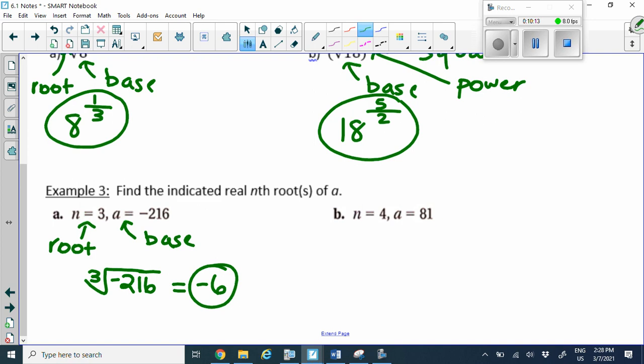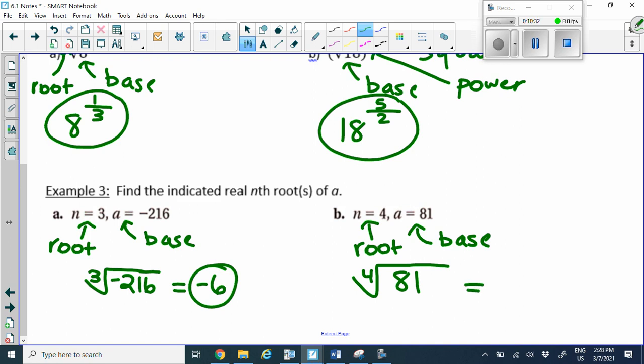Now let's look at part B. We have n equals 4 and a equals 81. So our n here, that is our root, and then the a is the base. So we have what is called the fourth root. Remember, that's inside that radical there, and then 81 goes actually inside, okay?